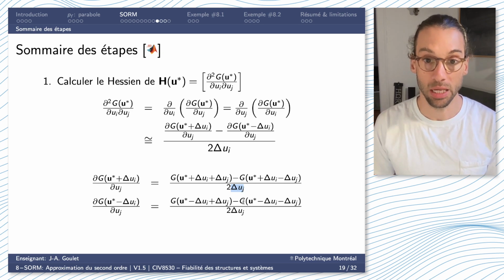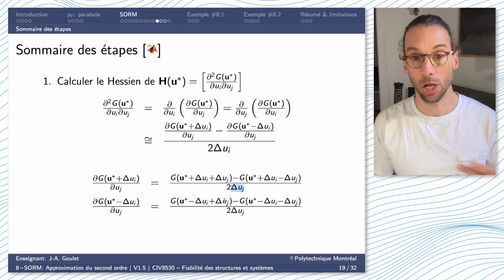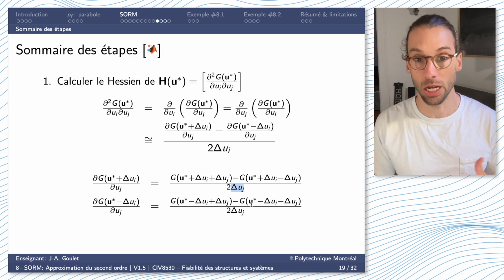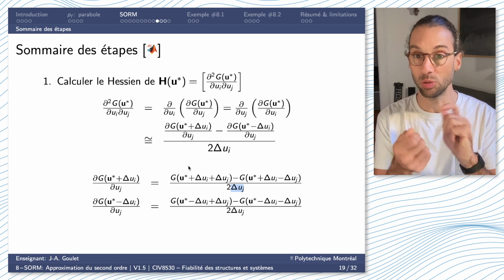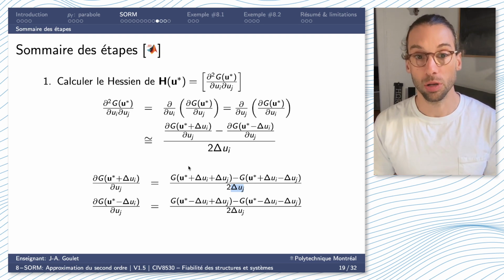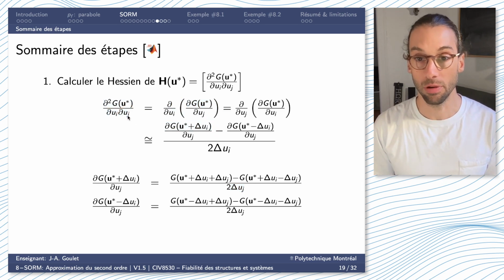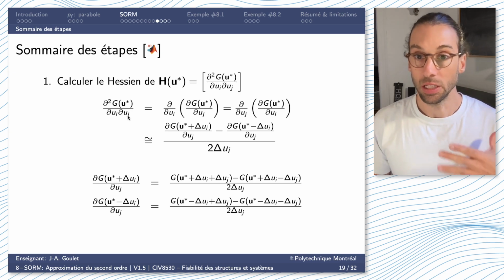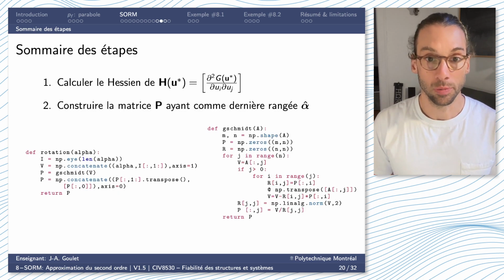We do the same thing here, but it's going to be minus with respect to the ith direction, plus with j, minus i minus j divided by 2 uj. And if we do this specific set of perturbation with respect to each dimension, we're going to approximate this second order derivative. So this is something that is trivially implemented in computer code.